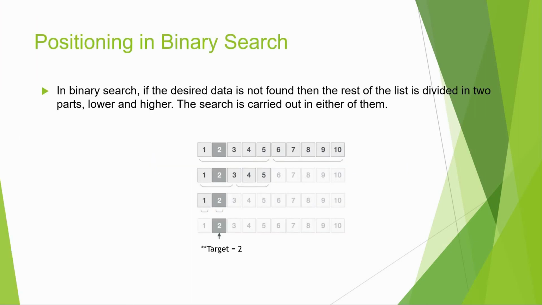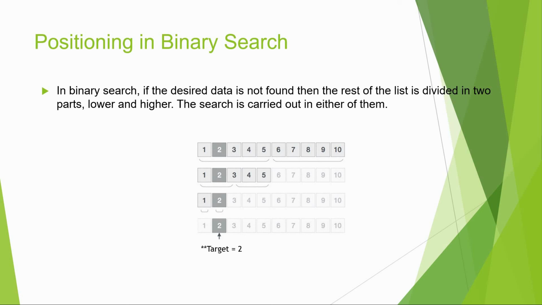Now let's talk about positioning in binary search. As we know, binary search always chooses the middle of the remaining search space, discarding one half or the other depending on the comparison result between the mid value and target value, while the remaining search space is reduced to the part before or after the mid position. In binary search, if the desired data is not found, then the rest of the list is divided in two parts, lower and higher, and the search is carried out in either of them. The diagram shown in this slide demonstrates how the positioning in binary search works.